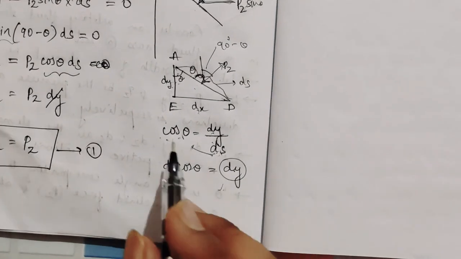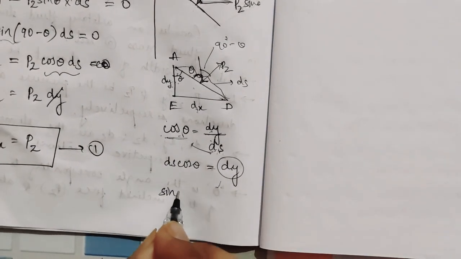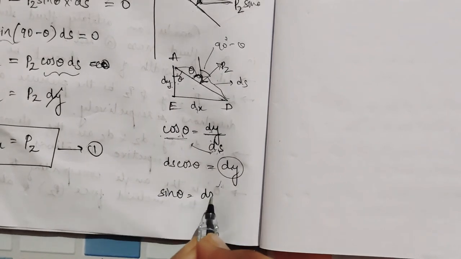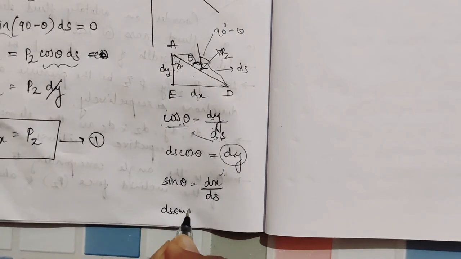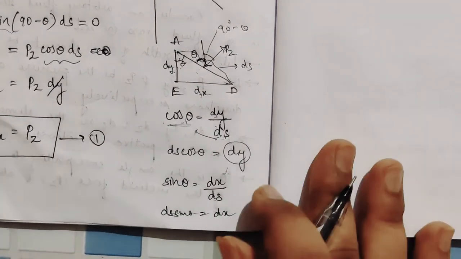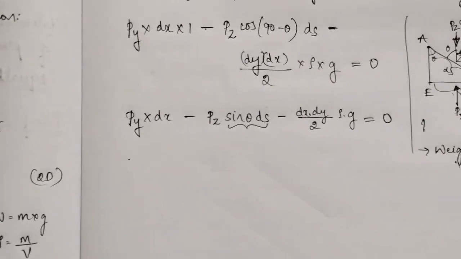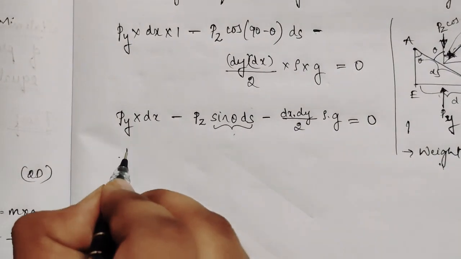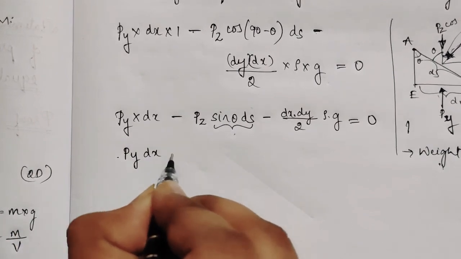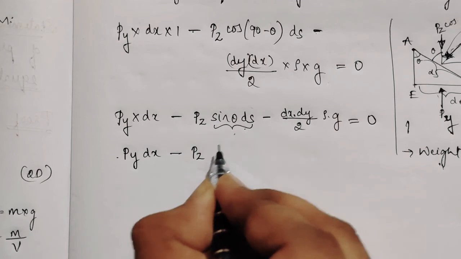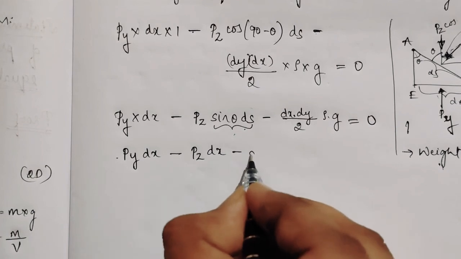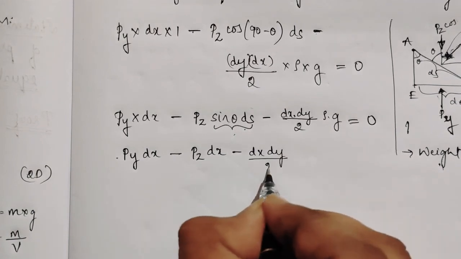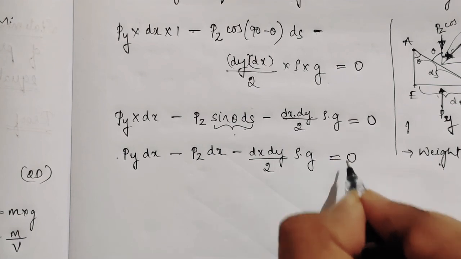So this is the same here. If we take this term as sin theta, it is opposite over hypotenuse, dx by ds. So ds sin theta is equal to dx. Correct. Now, py into dx minus pz sin theta into ds will become dx only, and this is the weight of the element: dx dy by 2 rho into g is equal to 0.